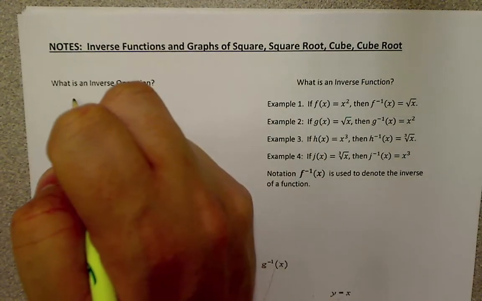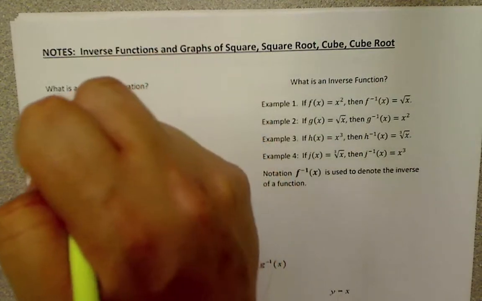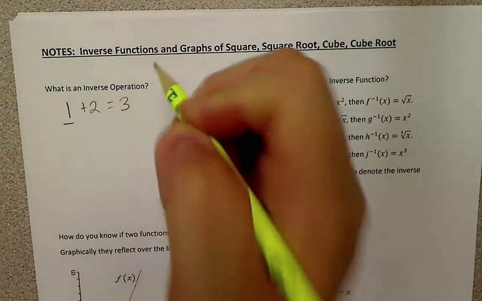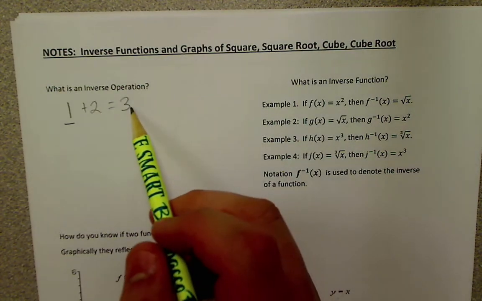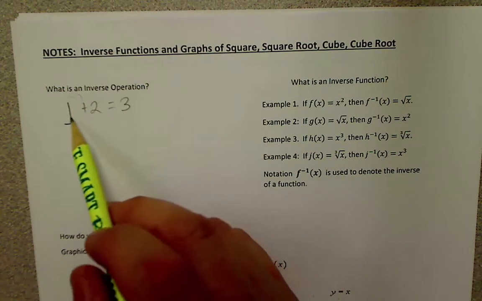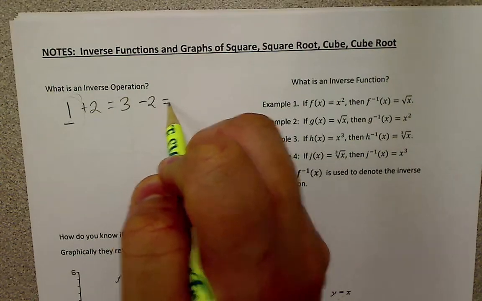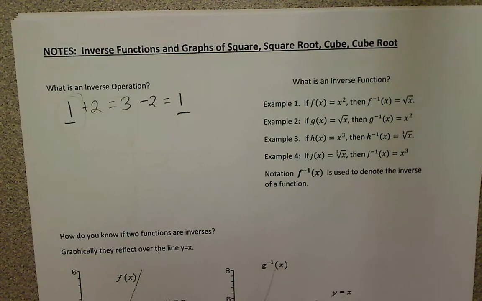Let's say you had a starting value of 1. Let's say we added 2 to that to get the value of 3. So the question becomes, if we had the value of 3 and we wanted to know where we started, how do we get back to our starting value of 1? Well, if we added 2 here, then we would have to subtract 2 here to get back to the starting value of 1. So that's your inverse operation, which is to undo what you did to begin with.